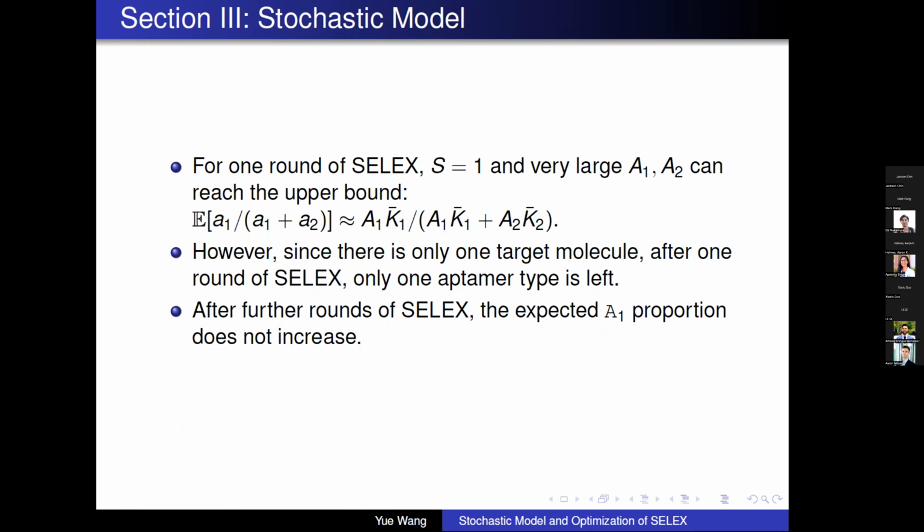And it's true that this is the optimum policy for one round of SELEX, and the expected proportion reaches the upper bound. The problem is that in this case, we just have one target molecule. This means that after one round of SELEX, we can only get one aptamer type. This means that when we do further rounds of SELEX, there's nothing to select, and the expected A1 proportion does not further increase.